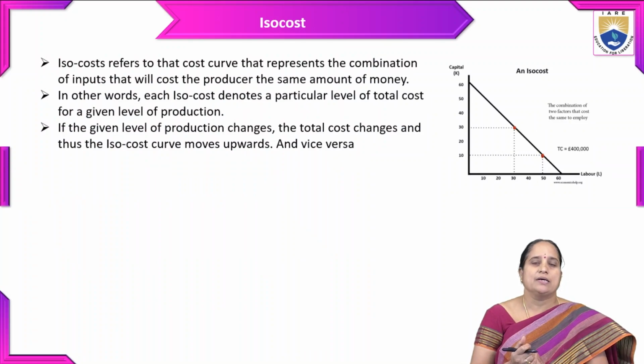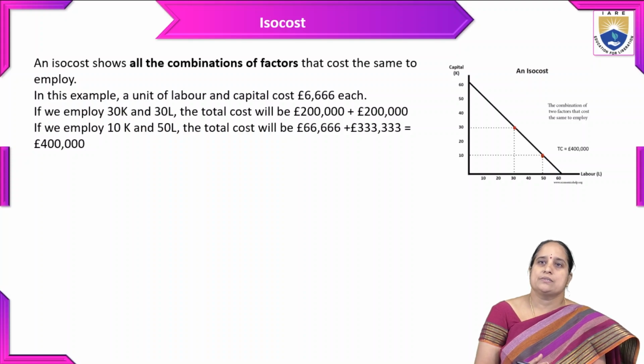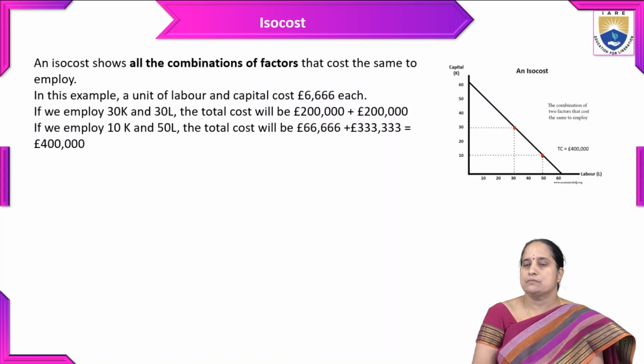Then comes isocost. Isocost refers to that cost curve that represents the combination of inputs that will cost the producer the same amount of money. In other words, each isocost denotes a particular level of total cost for a given level of production. If the given level of production changes, the total cost changes. Thus, the isocost curve moves upwards and vice versa. Isocost shows all the combinations of factors that cost the same to employ.